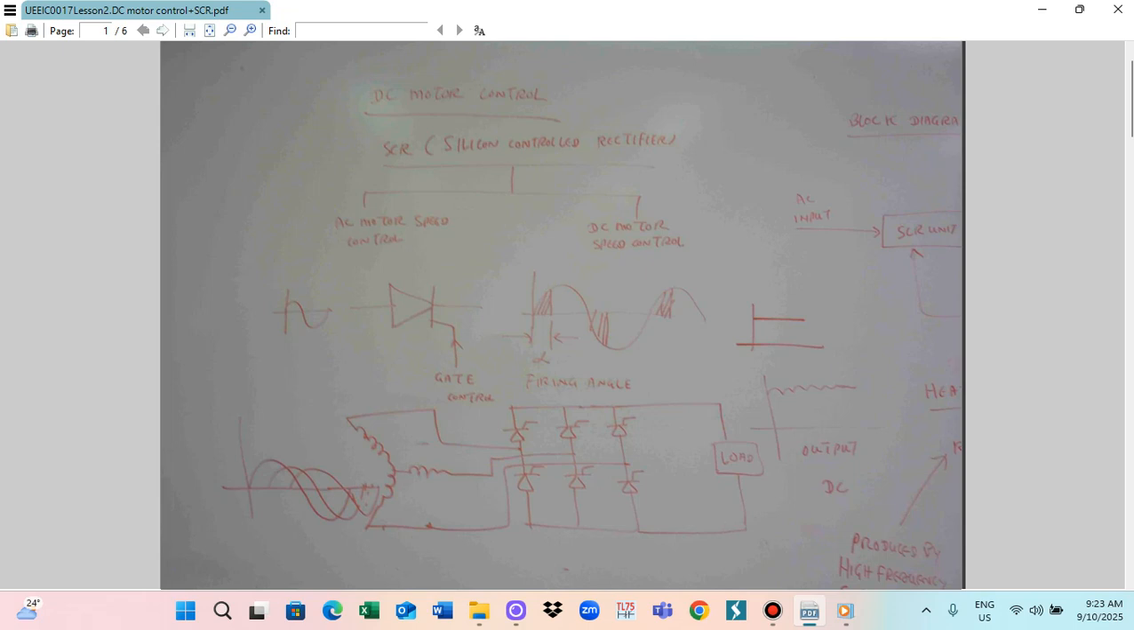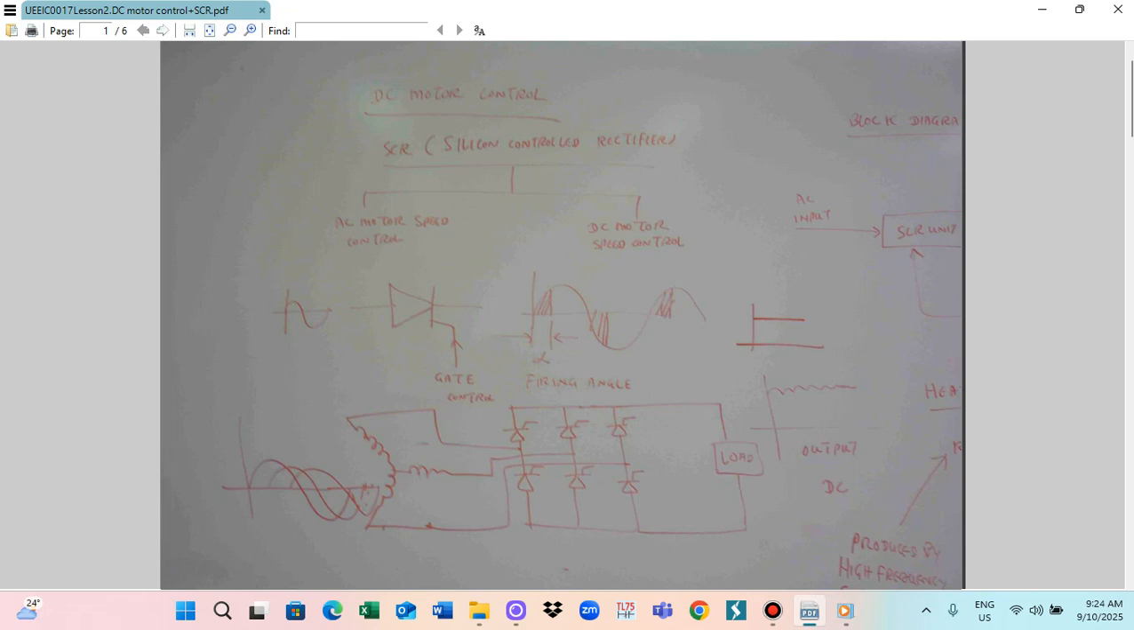Depending on the gate firing angle, the output current changes. This is the output waveform, like this. This angle, this magnitude, is the conduction. The shaded portion in conduction depends on the firing angle alpha. Alpha means the firing angle. Depending on the firing angle, the output conduction is changing. So this is how we use the SCR for the AC motor speed control system.